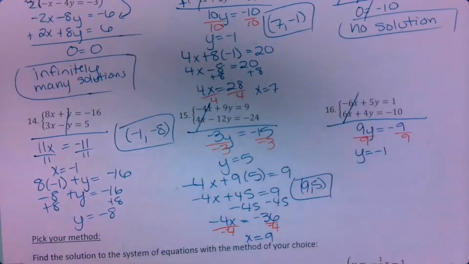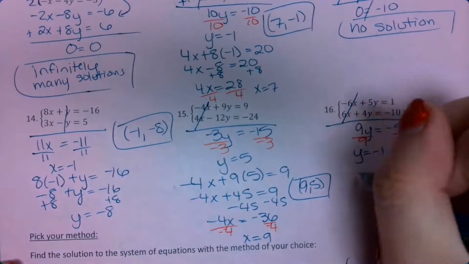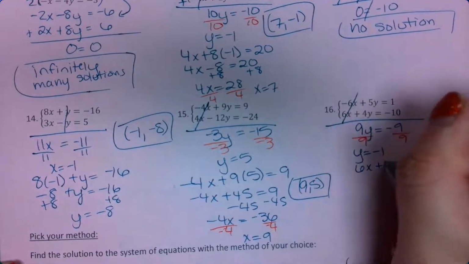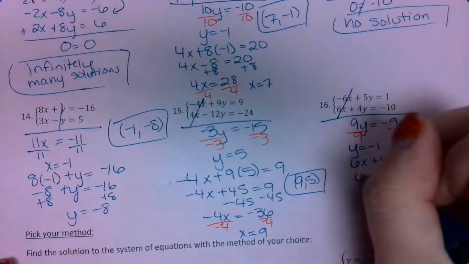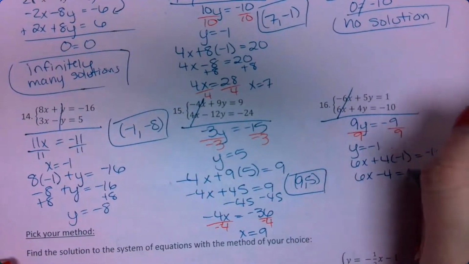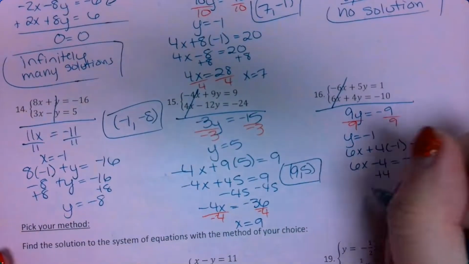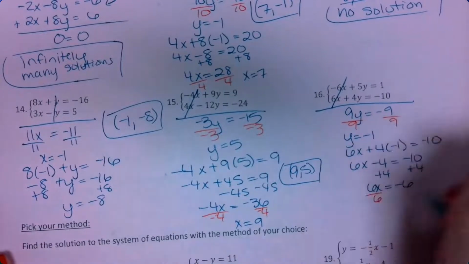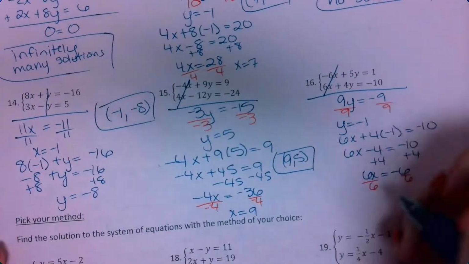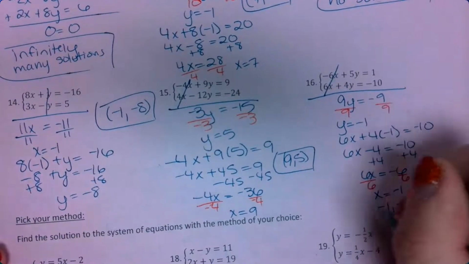I'm going to plug into my bottom equation because I want to deal with a positive x value. So I have 6x plus 4 times negative 1 equals negative 10. It's going to give me 6x minus 4 equals negative 10. Add 4 to both sides. I get 6x equals negative 6. Divide both sides by 6. X equals negative 1. So my answer here is negative 1, negative 1.